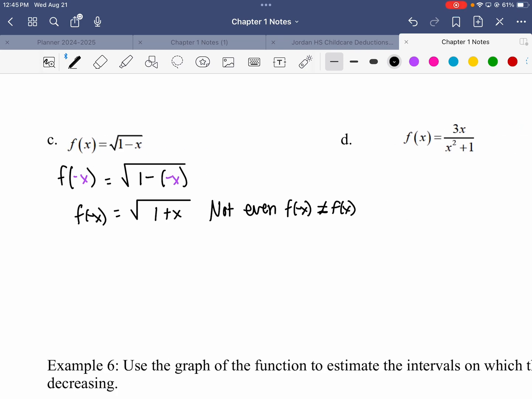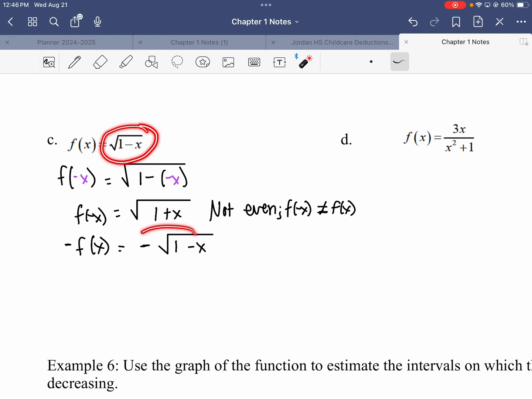Okay? So then we got to try negative f of x. So that means we take the whole thing, we put a negative in front of it. So does that match that? Are those the same? Yeah. It depends.